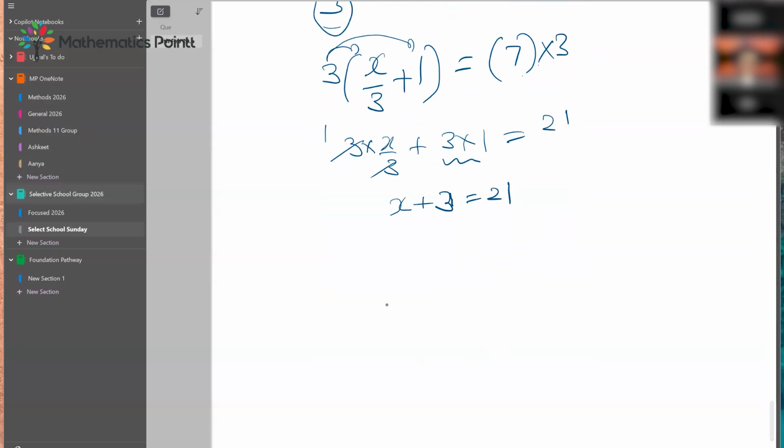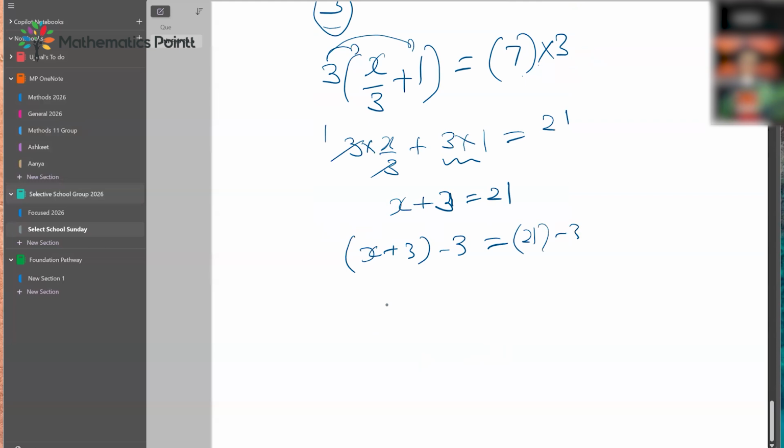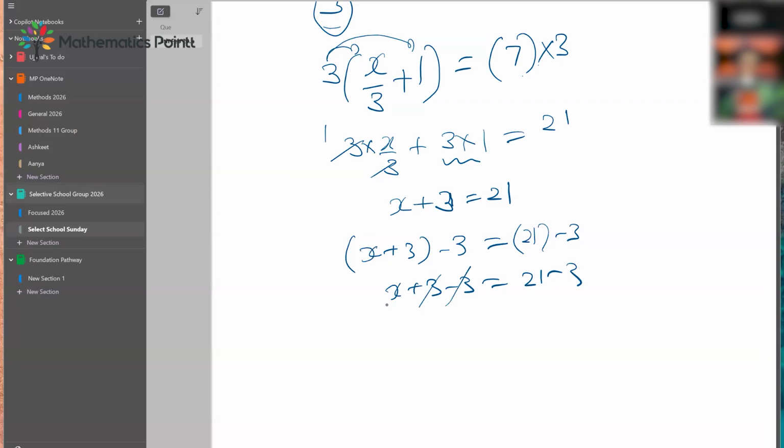And now I'll say, okay, let me get rid of this positive 3 by taking the stuff in the bracket and taking it out. So x plus 3 take away 3 equals 21 take away 3, gone, gone. X is 18. Someone said getting rid of 1 would be faster. I don't care. I was pretty fast here as well. All right, cool.